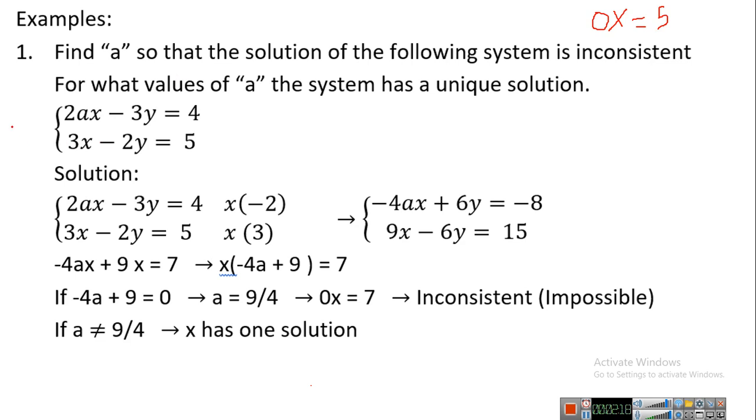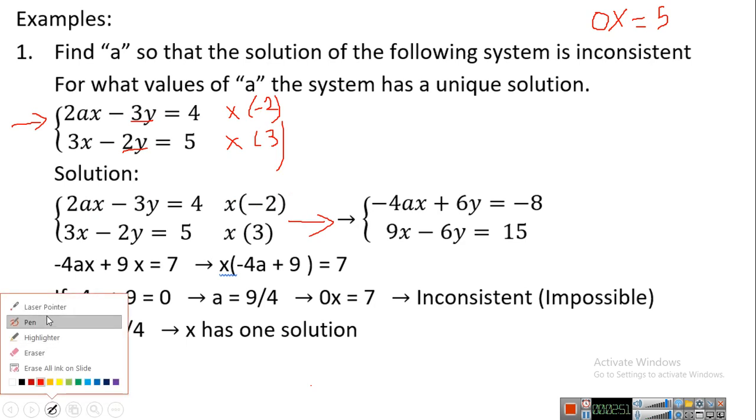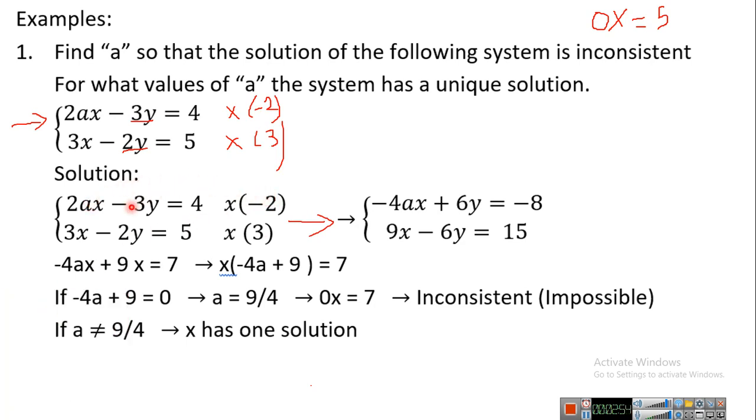So here you have the system you need to solve. First of all, I look at the variable where you don't have any parameters. So here y you don't have in both parameters. So I need to cancel this y. Since the coefficient down is minus 2 and up is 3, I multiply up by 2 and down by 3. So as you can see, up we're going to get minus 4ax plus 6y equal to minus 8. Here, 9x minus 6y equal to 15.